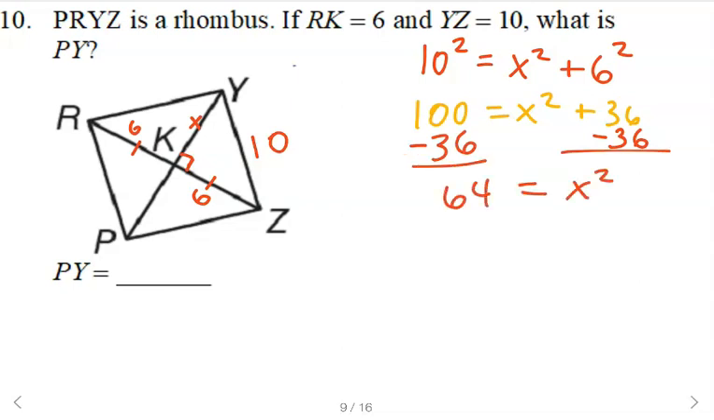And to get rid of squared, we'll square root. Only a positive answer makes sense for a segment length. Alright, so KY is 8. And we're looking for PY. Well, these will be congruent. And so if one of them is 8, the other is 8. So PY is 8 plus 8, 16.